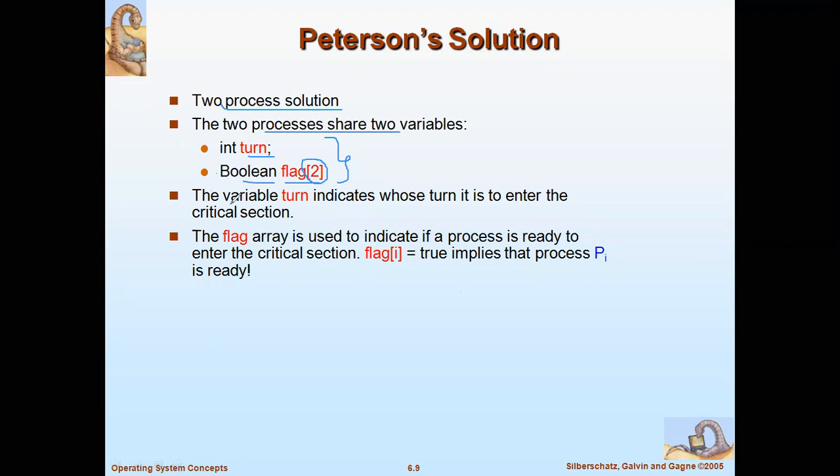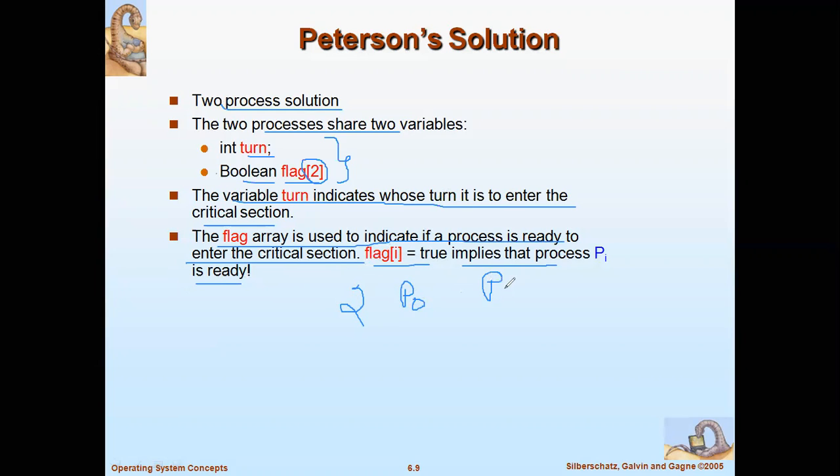So what is this variable turn? Turn indicates whose turn it is to enter the critical section. What is this flag array? It is used to indicate if a process is ready to enter the critical section. Then it has to set its flag to true, that is, process Pi is ready. I can say that this solution is a selfless solution. That is, it involves two processes, which can be P0 and P1.